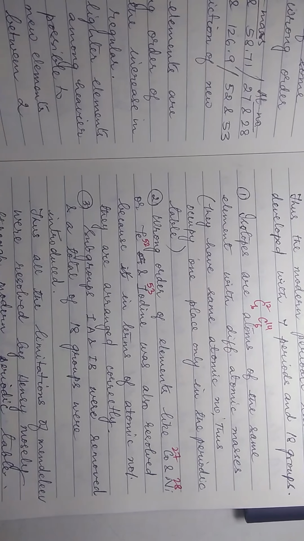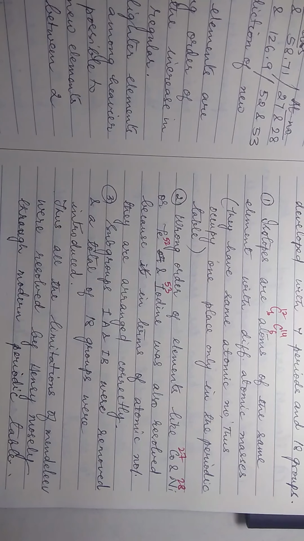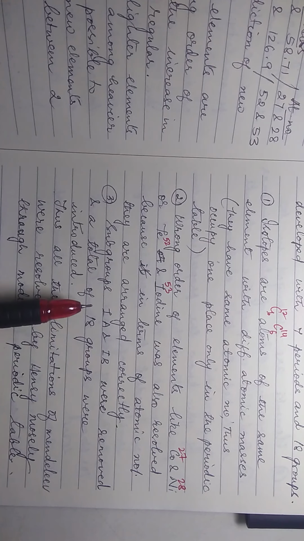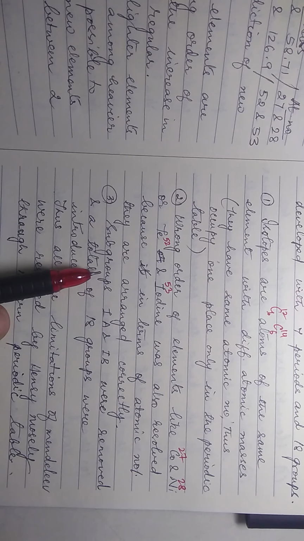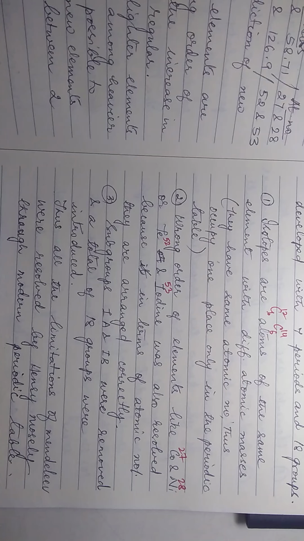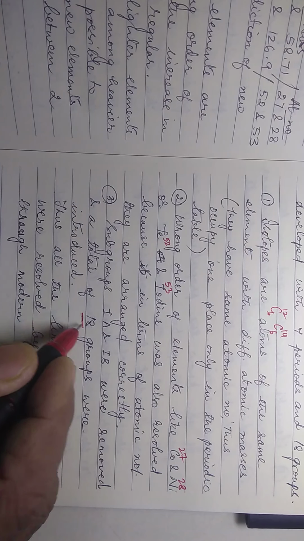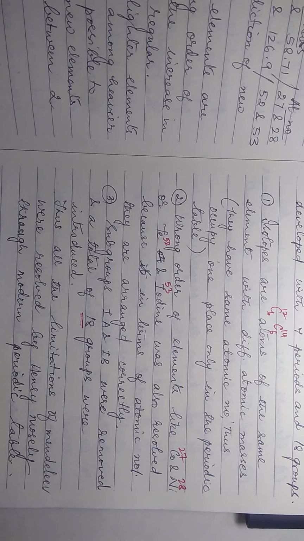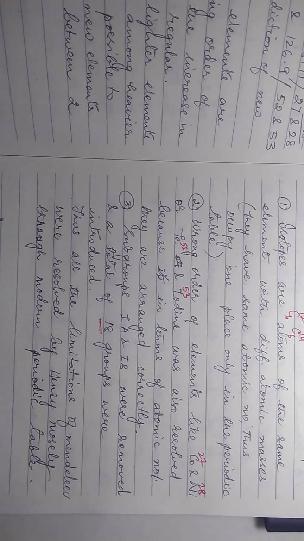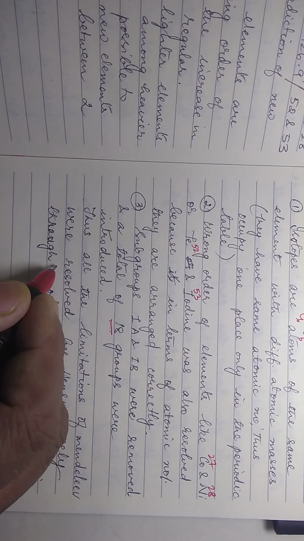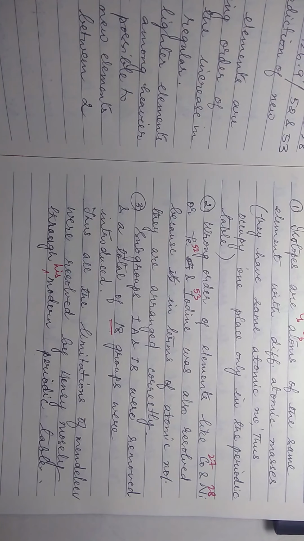Okay. And Mendeleev's table had, in the first group, A and B. Is it not? First A, first B. So subgroups were removed. When Moseley made the modern periodic table, he removed these subgroups. And he made a total of 18 groups. Okay, he made a total of 18 groups. So thus, all the limitations of Mendeleev were resolved by Henry Moseley through his modern periodic table. Okay.